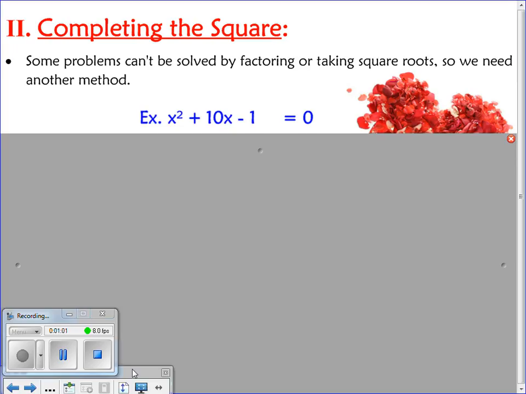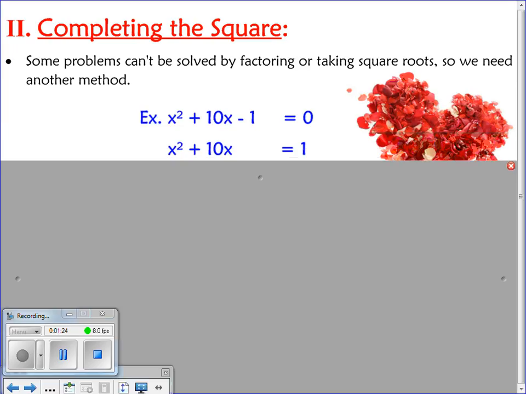So if I start out with this problem, x squared plus 10x minus 1, you cannot factor this, right? Because your options for A would be x and x, and your options for C would be 1 and 1. Would you ever get a 10 out of that? No, so this doesn't factor. It has a bx, so I can't use the square root method. Let's take a look step by step at how this works.